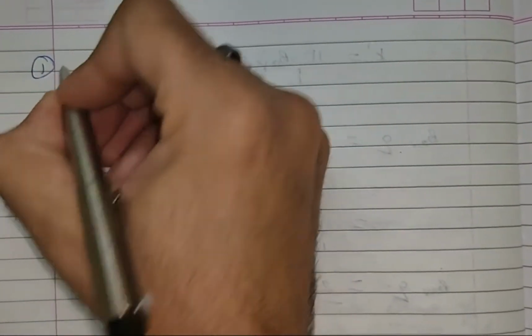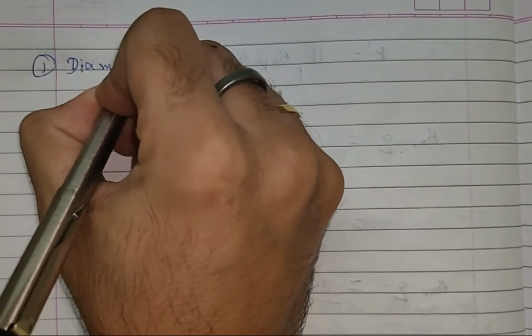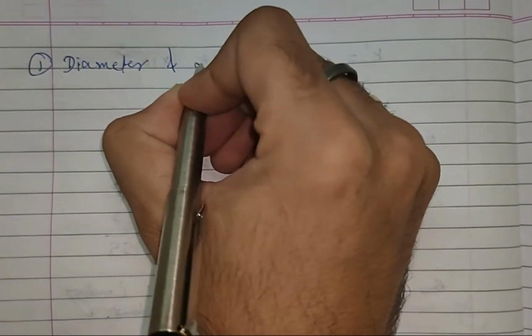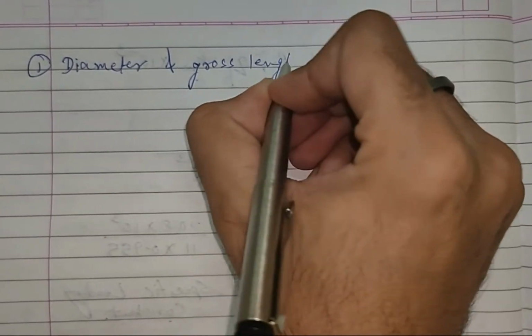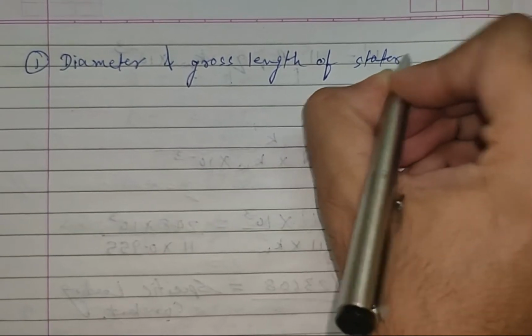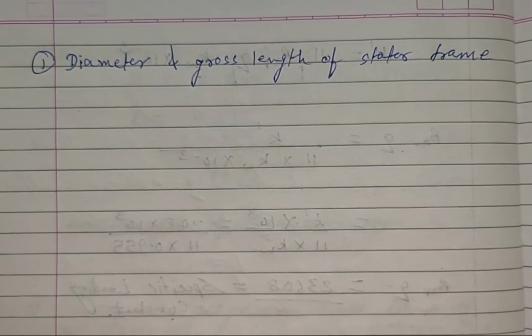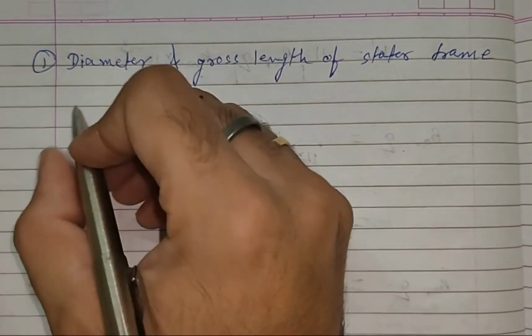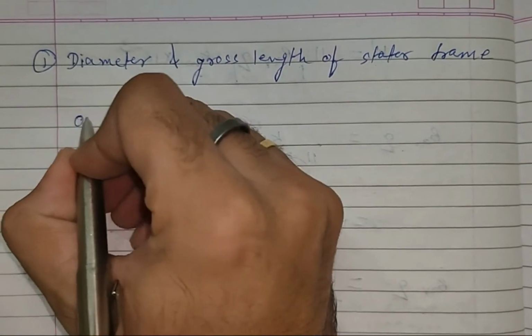So the first part which is required is the diameter and the gross length of the stator frame. So first we'll start with calculating the output coefficient.